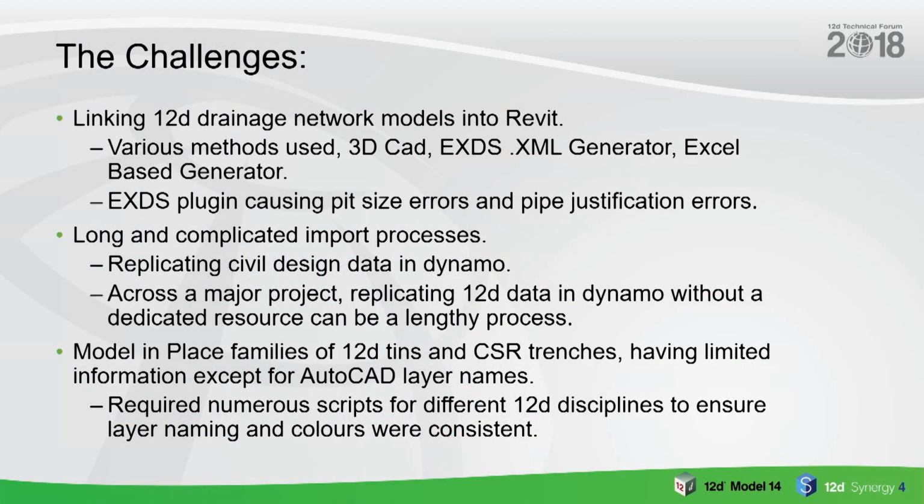Previously in other projects, we've faced challenges using various different methods to try and achieve 12D model into Revit. We used the 3D CAD method, EXDS XML generator, various different plugins, including Dynamo, to try and re-replicate track slabs for light rail and a few other things. We're also using 12D tins, which are great. It's a 3D model in CAD, but there's no data behind it. So using IFC allows us to get all the data inside Revit and use this to our advantage.